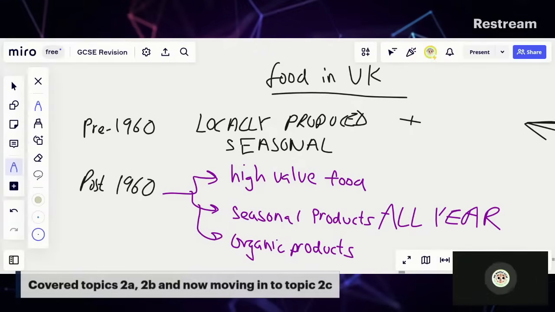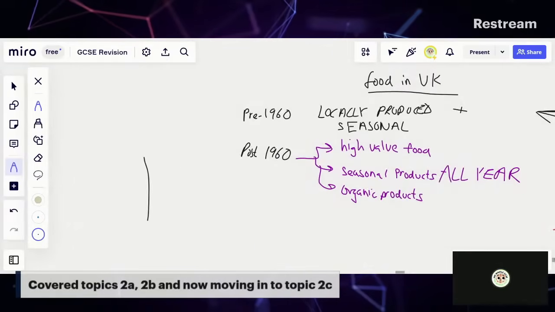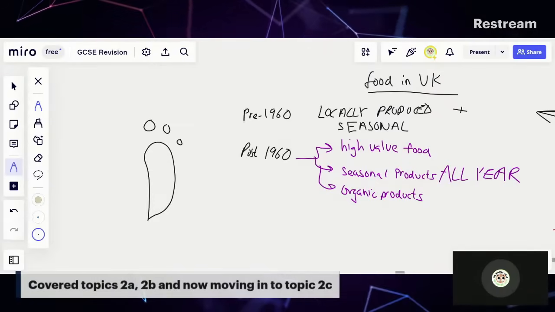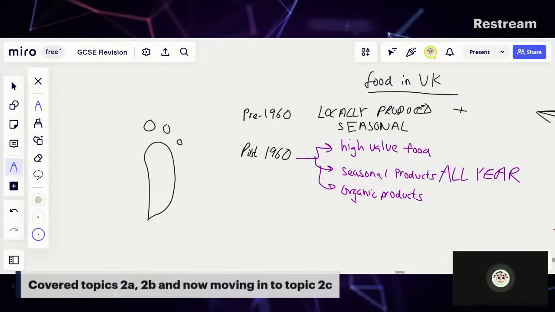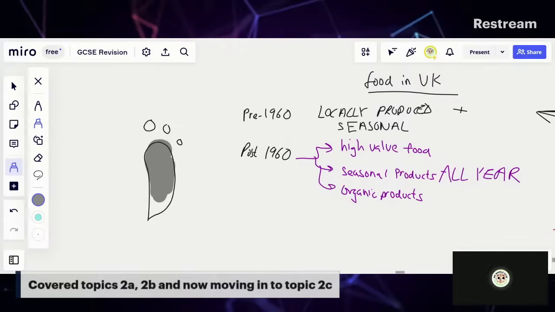Now, when we're looking at food in the UK, you need to think about our carbon footprint. Now, the carbon footprint of our food is only growing. Because we're growing, processing, and packaging food, this all produces the common issue, which is carbon dioxide.